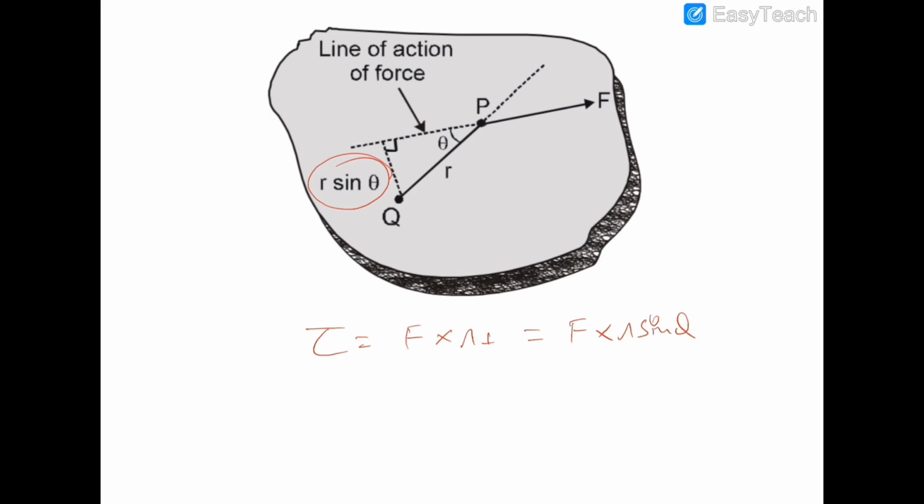Actually, first of all, we have to draw the line of action of force, and then we have to draw a perpendicular to this line of action from this point, which is also called the hinge or the axis of rotation. So this is R sine theta. So the torque will be F R sine theta.